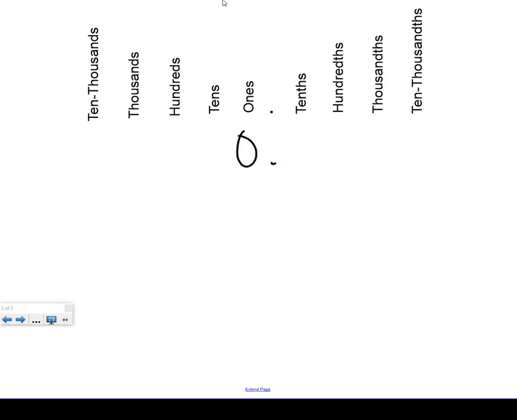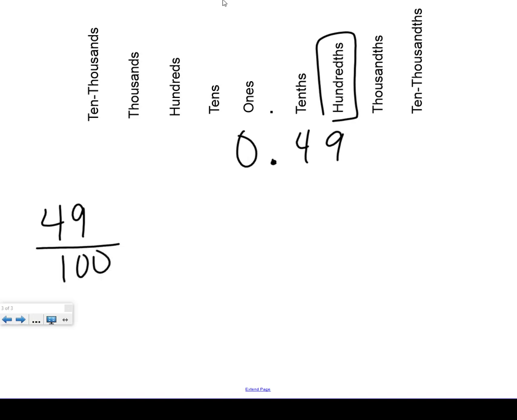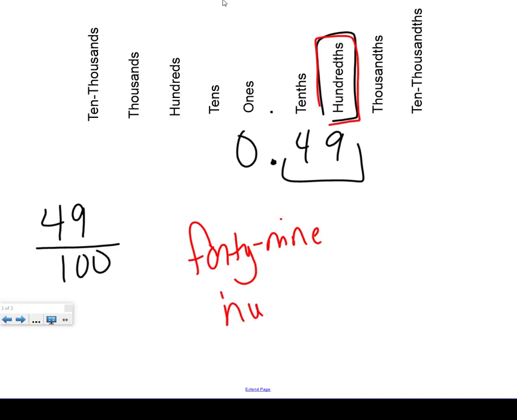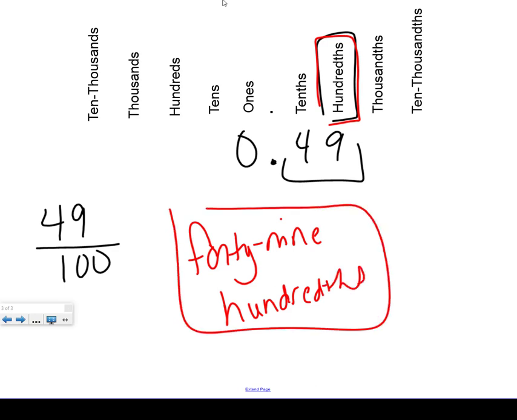Next one is 0.49. I see 49 over 100, right? Because hundredths means 100. If I read this, then I read the number that I have on the right, and I see 49. And it ends in the hundredths place, so hundredths. 49 hundredths and 49 over 100. Okay, let's try another.